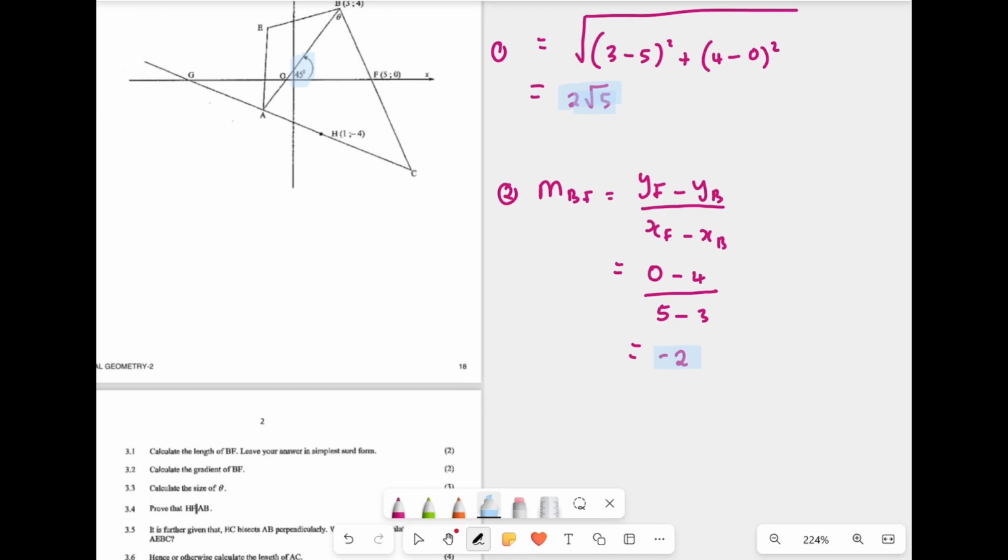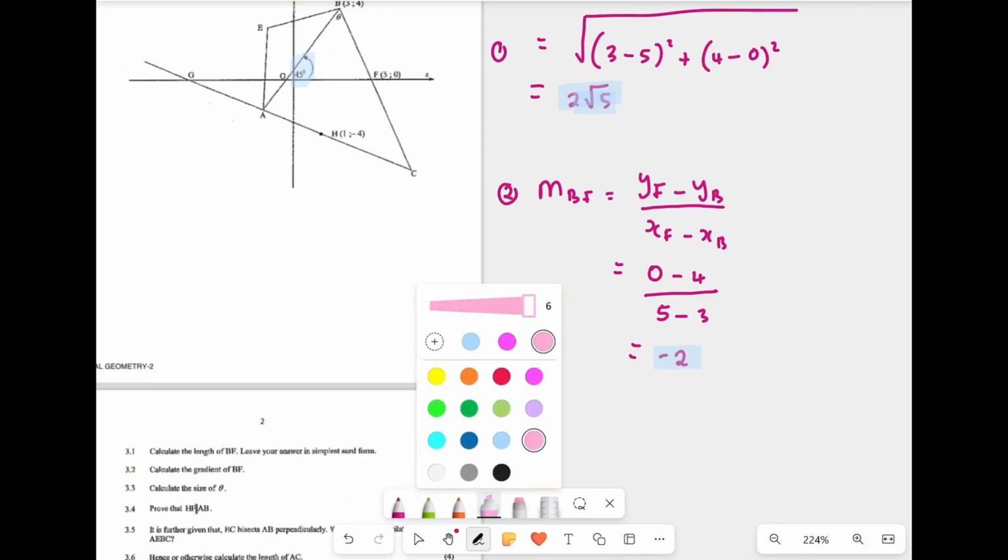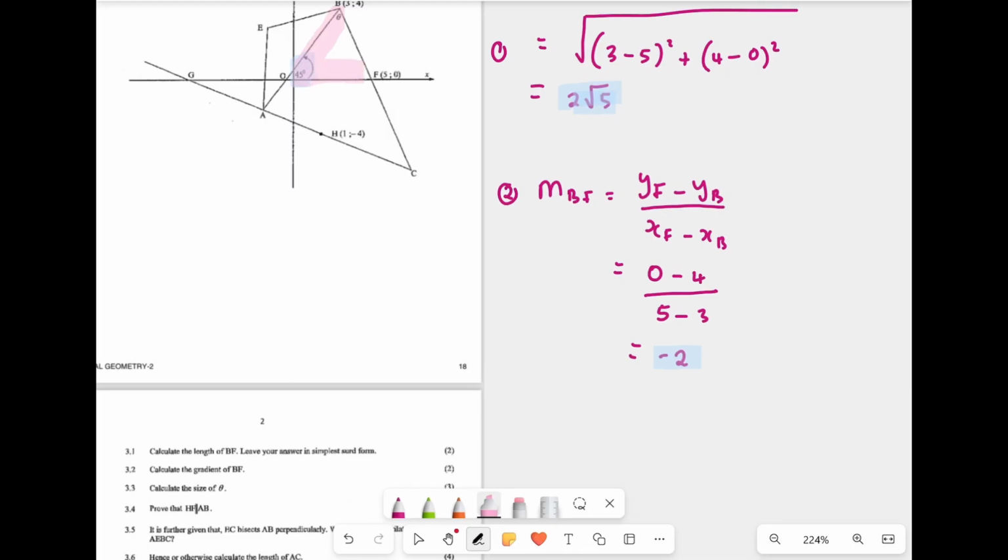Question number 3, calculate the size of theta. Now let's go back to the diagram. You will notice that angle theta is in this triangle BOF. And then in that triangle BOF, we already have an angle that is equal to 45 degrees. So there is an angle there which is equal to 45 degrees. And then we can also calculate the angle of inclination of BF.